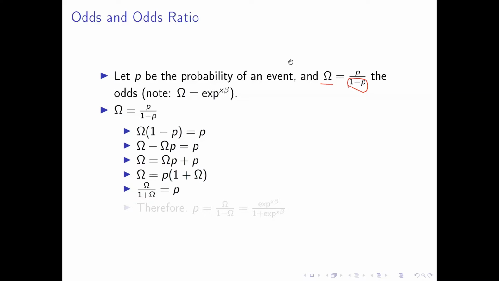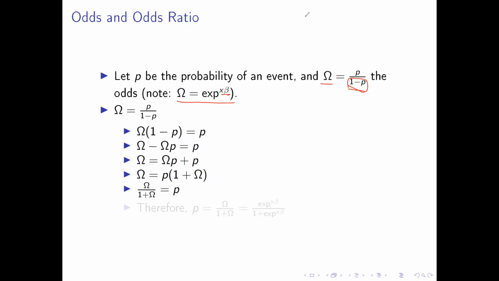Well, here, if we define odds, which has to be a positive number, right? Because odds is equal to P over 1 minus P. It's equal to a natural exponential function, let's say e to the x beta here, right? It's quite reasonable.